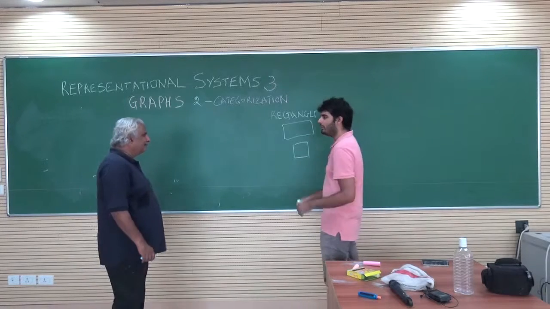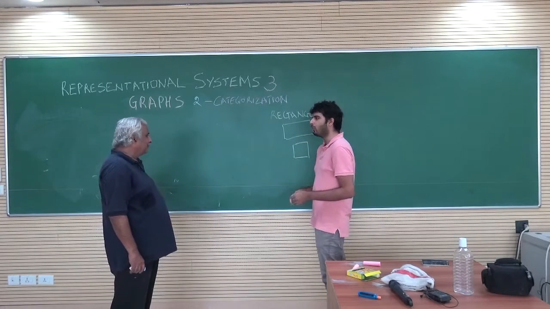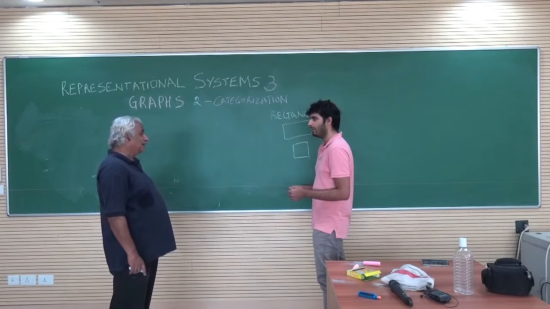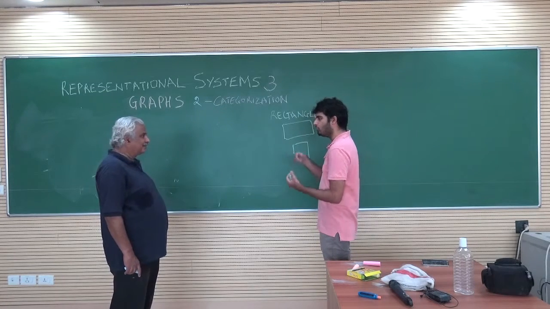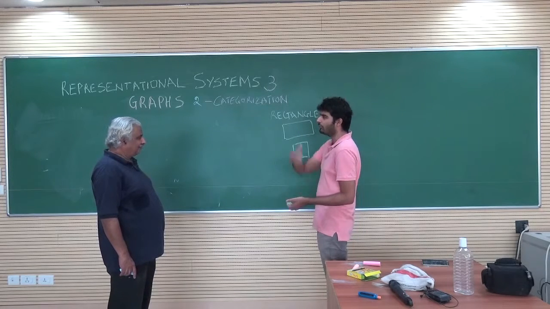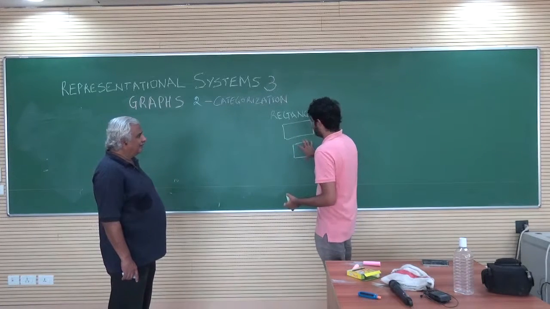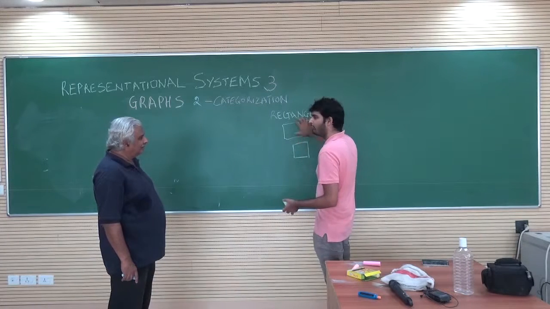So you say you're a human. Are you also a mammal? Yeah, of course. So humans are mammals. You belong to the category of humans, and you also belong to the category of mammals. So can this belong to the category of square and also to the category of rectangle?